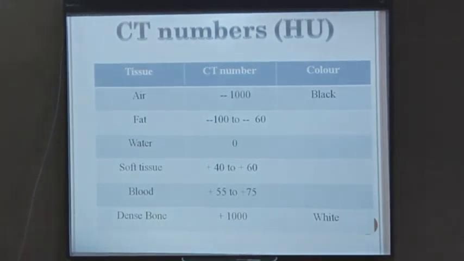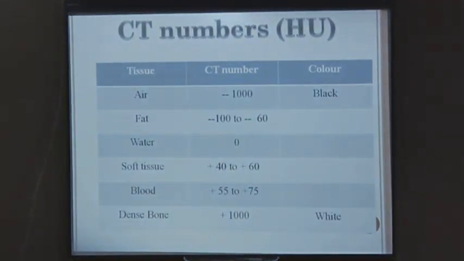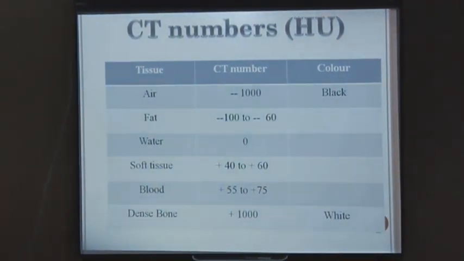So where do you see air in the body? Sinuses, that is going to appear black. Seeing bone and soft tissue is possible in CT, but not as much soft tissue as you see in MRI; to a certain extent you can see bone and soft tissue in CT. Bone, at plus 1000, will be white, hyperdense. And air will be black areas. And somewhere in between are the grey areas, which is what they are describing here.